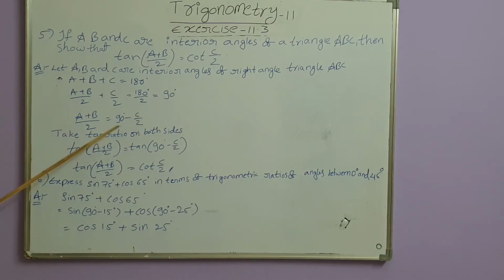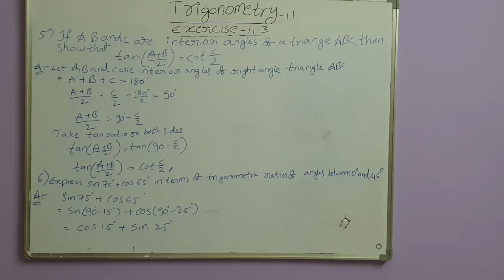Take the tan ratio on both sides. Tan of A plus B by 2 is equal to tan of 90 degrees minus C by 2. Tan of 90 minus A is cot A, where here A is C by 2. So cot C by 2. This is proved: tan of A plus B by 2 is equal to cot C by 2.